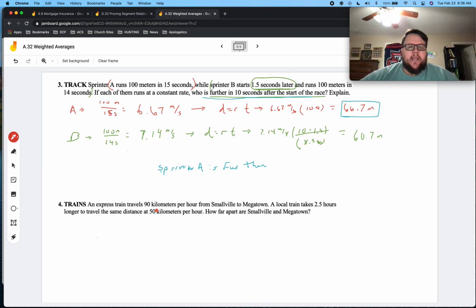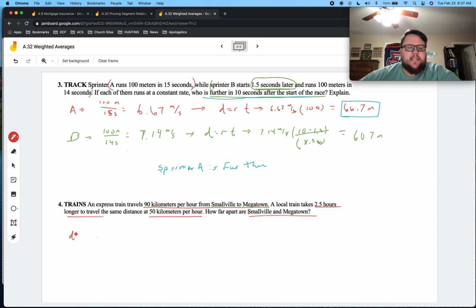An express train travels 90 kilometers per hour from Smallville to Megatown. A local train takes 2.5 hours longer to travel the same distance at 50 kilometers per hour. How far are Smallville and Megatown from each other? So the first thing we want to do is note they're traveling the same distance.